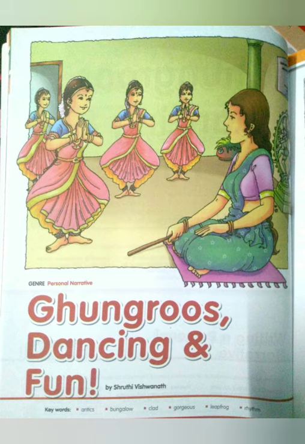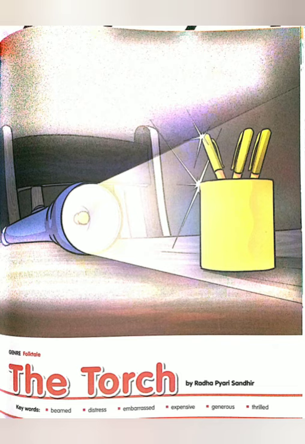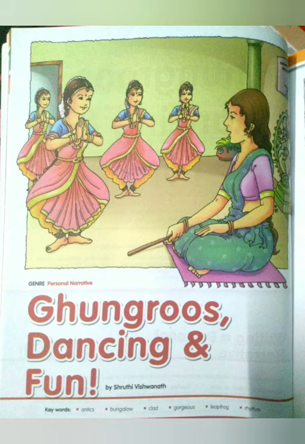Today, we are going to find the most repeated word in the first paragraph of The Torch story and Ghungroos Dancing and Fun story. The word I is the most repeated word in Ghungroos Dancing and Fun. It shows that the character in the story is telling you the story. In The Torch, the word he is most repeated. This is because a narrator is telling the story about Dr. Ganesha. If Dr. Ganesha were telling the story, we would see the word I repeated a lot.